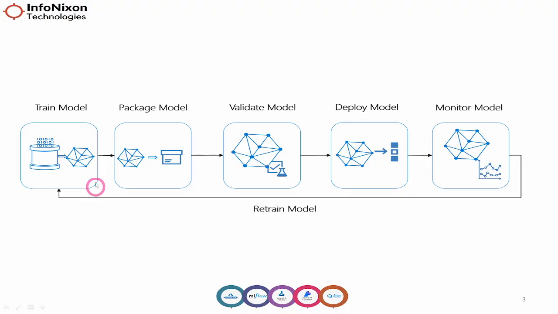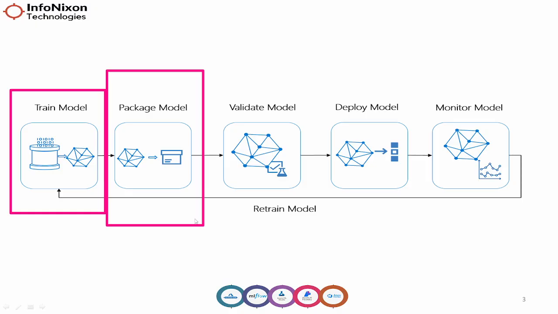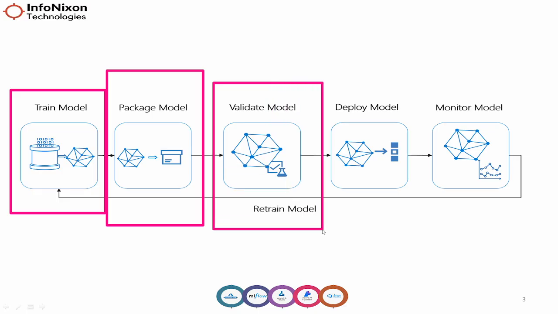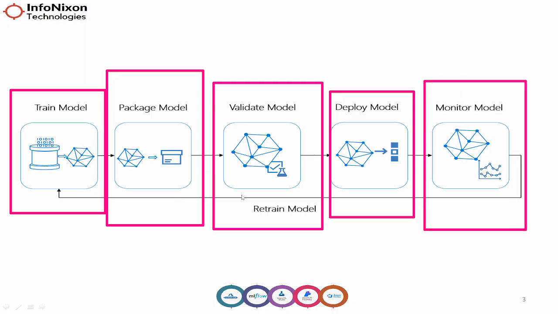Here you can see the entire pipeline cycle. First is train model, where we have the train model code. Later on, we are going to package this model for further process. I will have to validate my model for various purposes and deploy our model on various platforms. We are going to monitor our model and eventually retrain this model for a very long time.